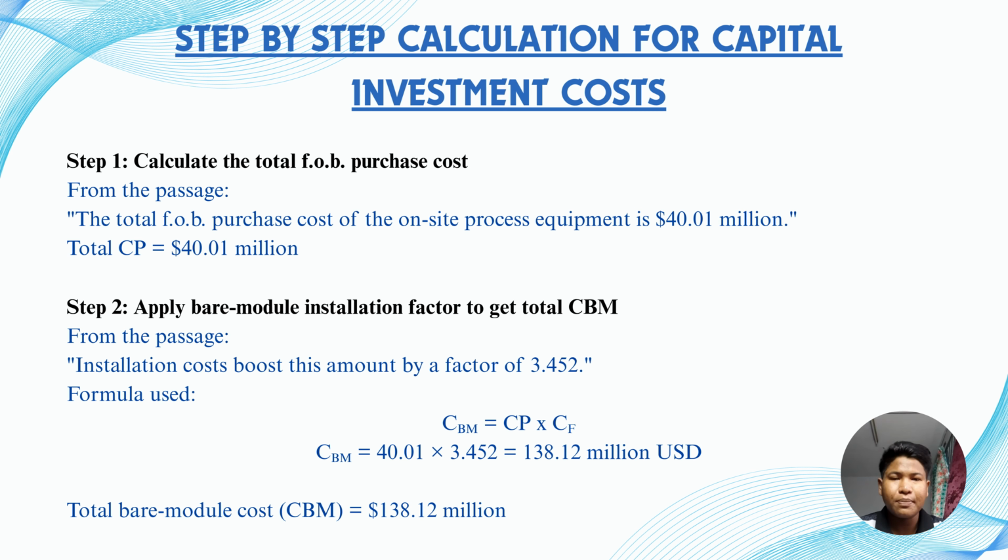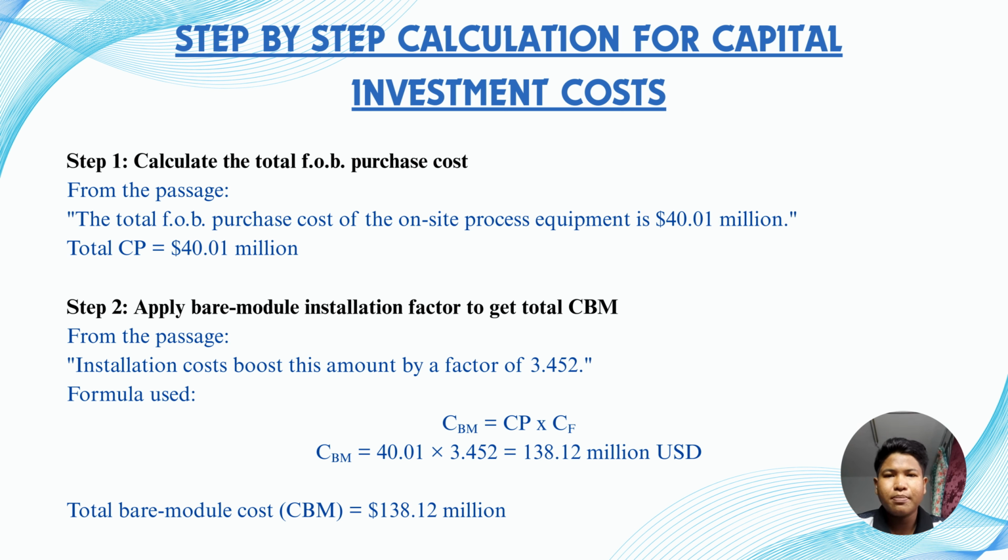Step-by-step calculation for the capital investment cost. Step 1. Calculate the total FOB purchase cost from this passage. The total FOB purchase cost of the on-site processor equipment is 40.01 million USD. So the total CP is 40.01 million.